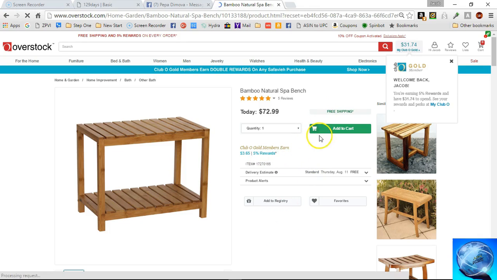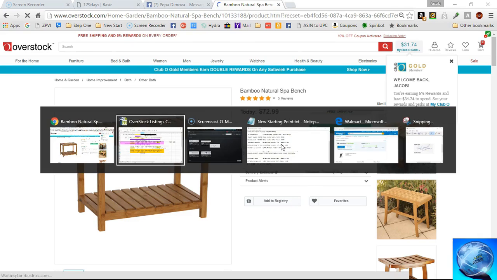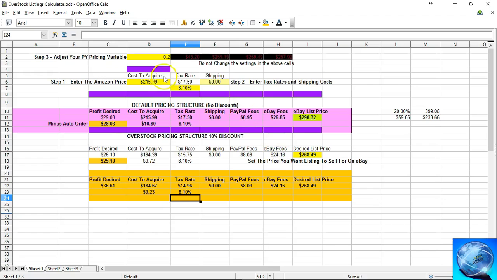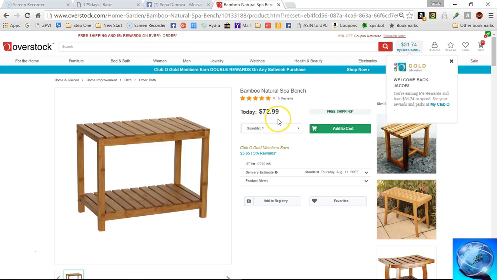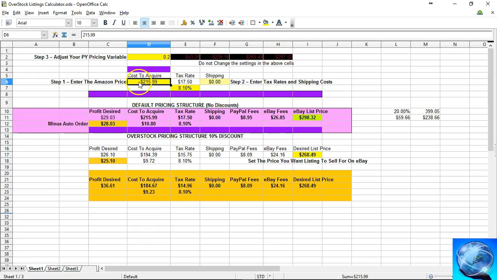Okay, before we do anything else, we go over here to our calculator. And we put in up here, right where it says cost to acquire. Now my calculator looks a little bit different than yours. If you want a copy of this calculator, just let me know and I will send it out to you. But here's the way it works. This is my Overstock setup and eBay. I first go $72.99. Take that, come over here, put that right here where it says cost to acquire, $72.99.